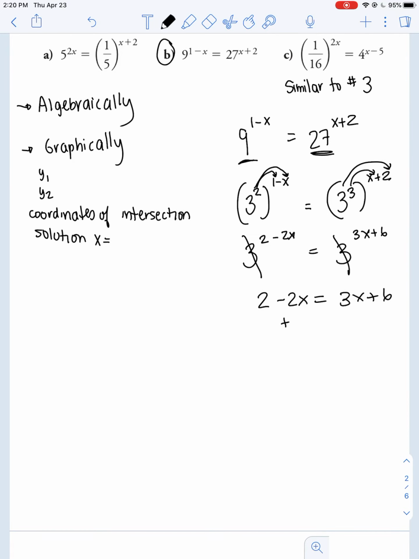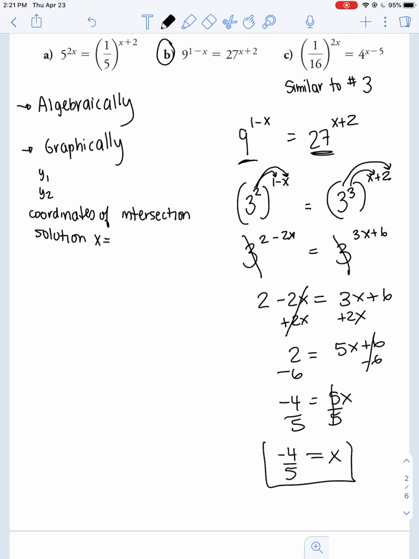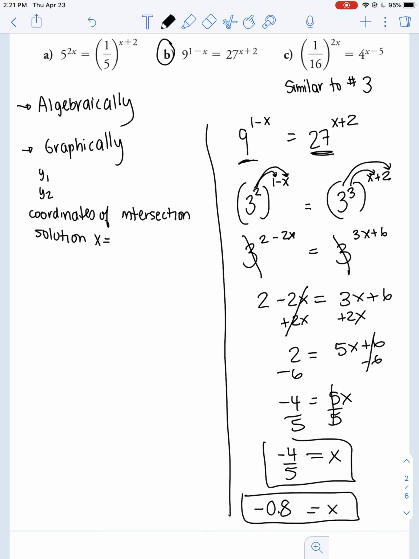So you're going to isolate for x by moving the x to the other side. So that's going to be 5x plus 6. Then you're going to subtract 6 on both sides, and that gives you negative 4 equals 5x. Then divide by 5 on both sides. x equals negative 4 over 5, which in your calculator, x is equal to negative 0.8. So that's your solution algebraically. So this is the algebraic way.